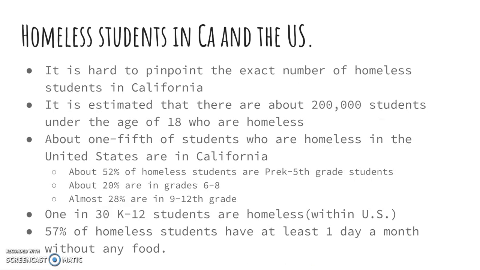So, homeless students in California and the United States. It is hard to pinpoint the exact number of homeless students in California, because it varies, and as I mentioned on the last slide, there is a high migrant population. It is estimated that there are about 200,000 students under the age of 18 who are homeless. About 1/5 of students who are homeless in the United States are in California.